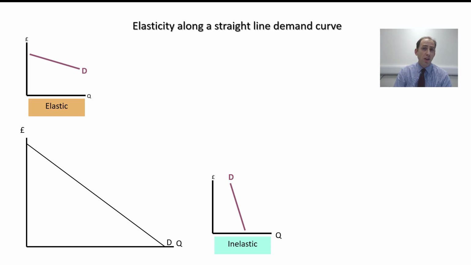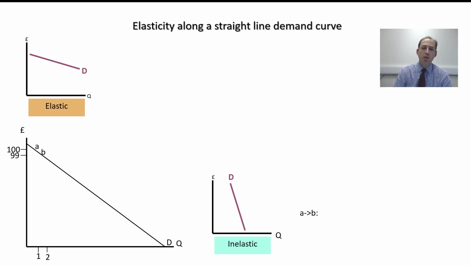Notice the gradient is constant all the way along that demand curve. So if you think that elasticity is based on gradient, you might think elasticity was the same all the way along the demand curve, but that's not the case. So here's our first point. Point A, we're at a price of £100 and we're selling 1 unit. We're going to move from point A to point B. So we're going to drop the price by £1, increase the quantity to 2 units.